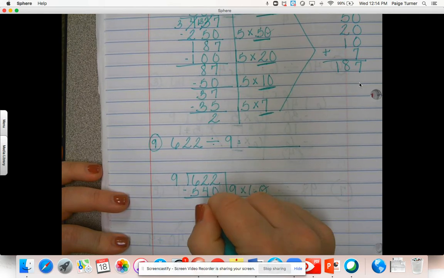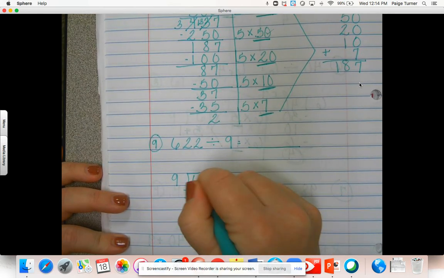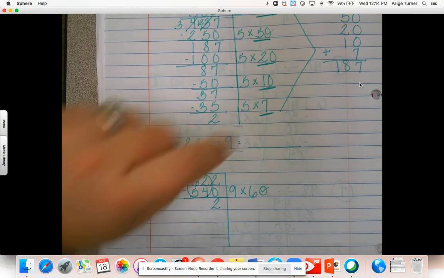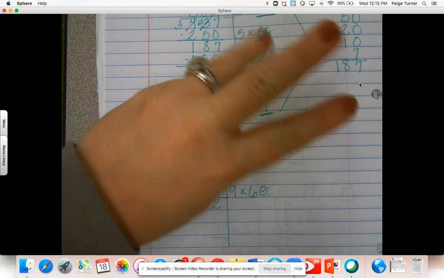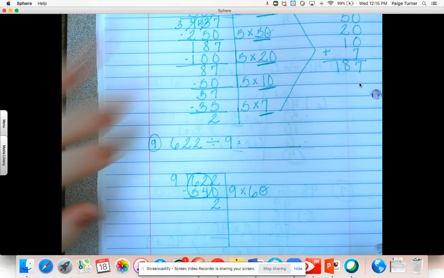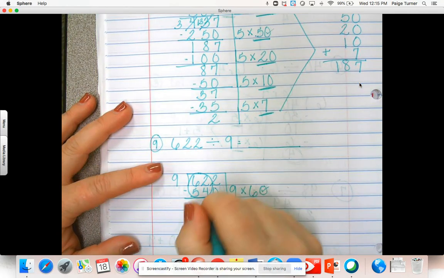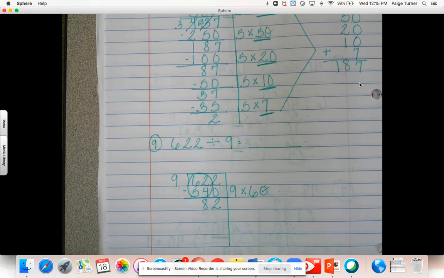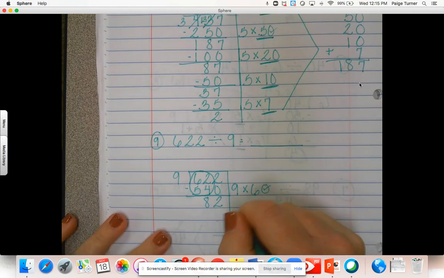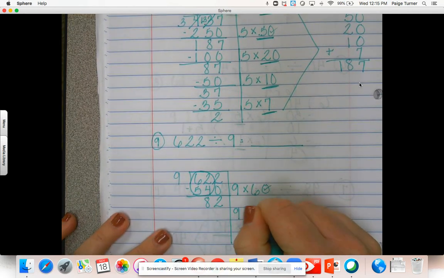So now we're going to subtract. 2 minus 0 is 2. And then I'm going to do 62 minus 54 here to keep from having to regroup. So 54, 55, 56, 57, 58, 59, 60, 61, 62. That gives me 8. So this is 82. And hey, look at that, we broke this down a lot, right? So now it should be pretty easy to figure out 9 times what number is going to get you close to 82. That would definitely be 9 times 9.